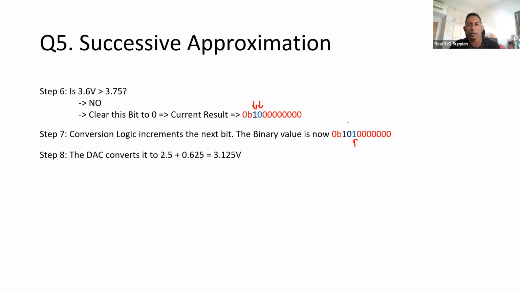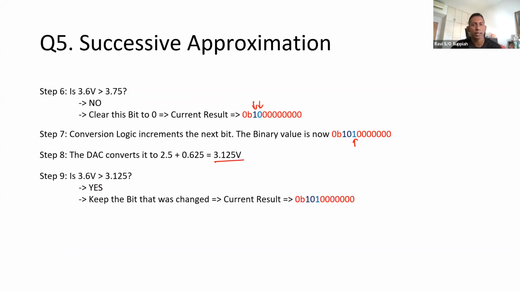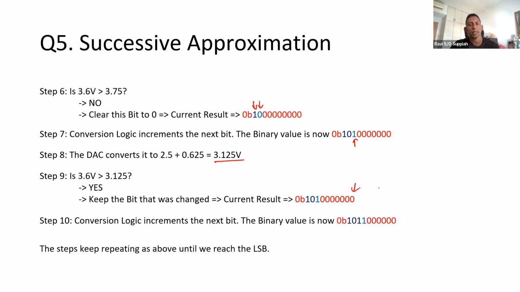Every time I toggle a bit, I check what is the new voltage, and then I check whether my current voltage is bigger than the new voltage. If it's bigger, I keep. If it is not, I clear. Then I keep doing it until I reach the last bit. So this keeps on going until I finish all the 10 bits.